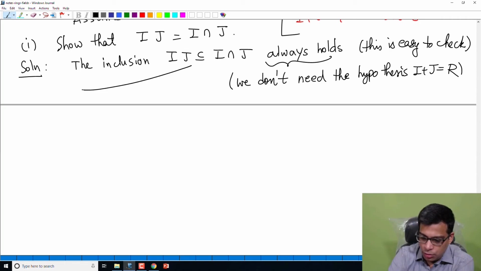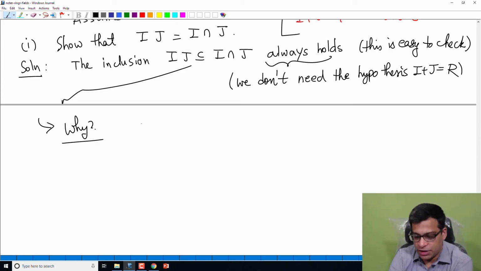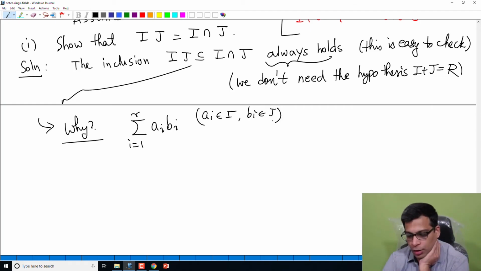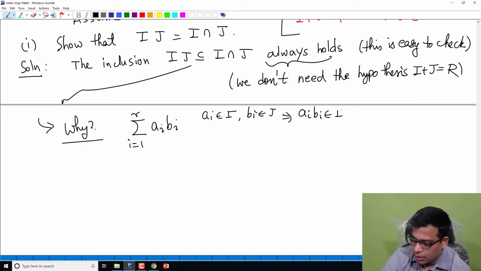So why is this? Take an element of IJ. What is an element of IJ? An arbitrary element is of this form, a_i b_i summed, where a_i is in I, b_i is in J. So take an arbitrary element. Now a_i is in I and b_i is in J. That means b_i is a ring element, a_i is an ideal element. That means a_i b_i is in I.